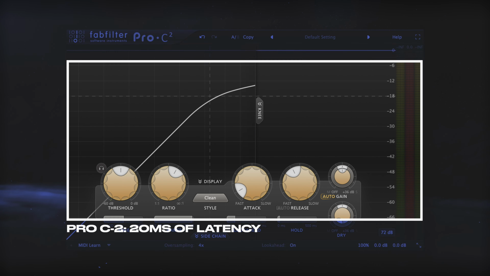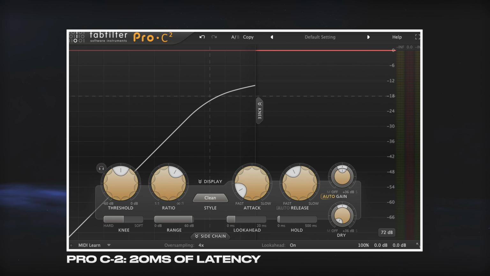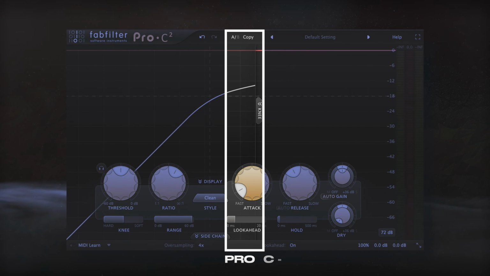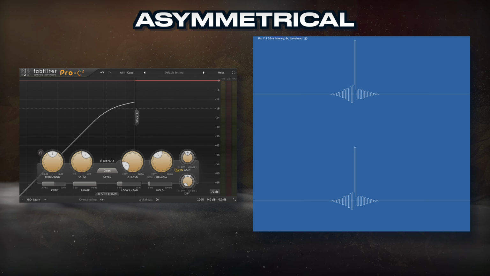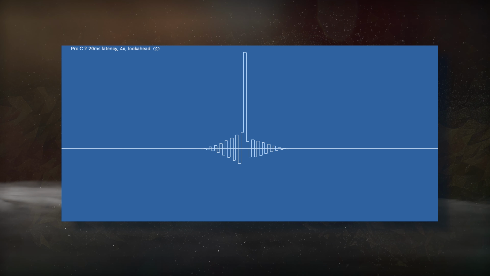Next, the FabFilter Pro-C 2 normally doesn't introduce latency, but if we enable look ahead, it now has 20 milliseconds of latency. When we observe the Dirac waveform, we'll notice asymmetrical pre-ringing, which, to be honest, I'm not sure what's causing the distortion to react in this way. Maybe it's the look ahead that's altering the artifacts.